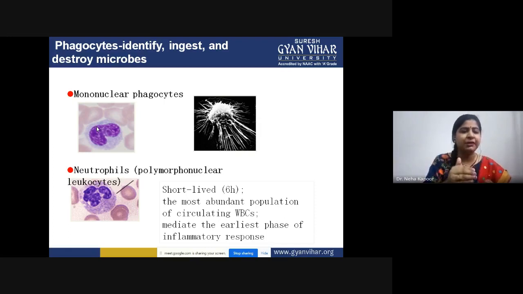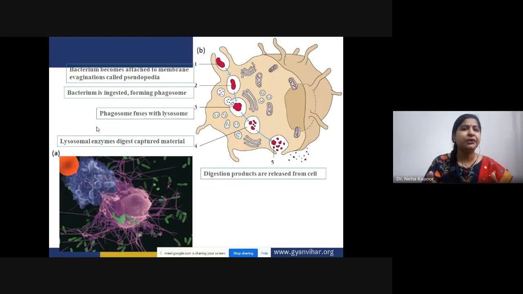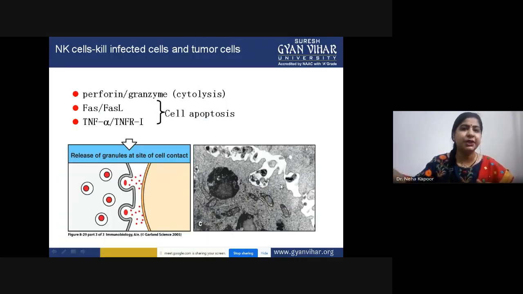In a similar way, neutrophils also act as phagocytes. Their lifespan is quite short, but they are the most abundant circulating WBCs that perform phagocytosis, and they are the main cells that play a role in the inflammatory response. This was the process of phagocytosis we have discussed earlier also: a phagosome is formed, a phagolysosome is formed, and how they completely digest it and the digested material is released.